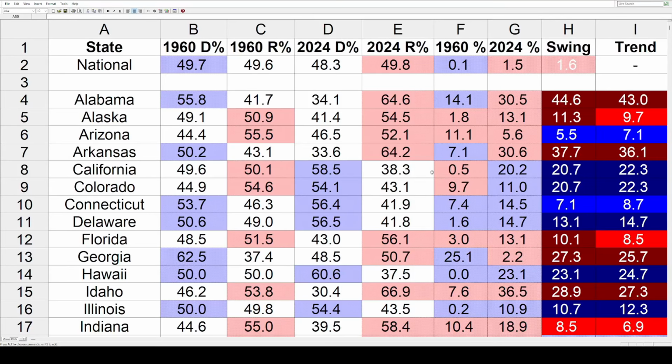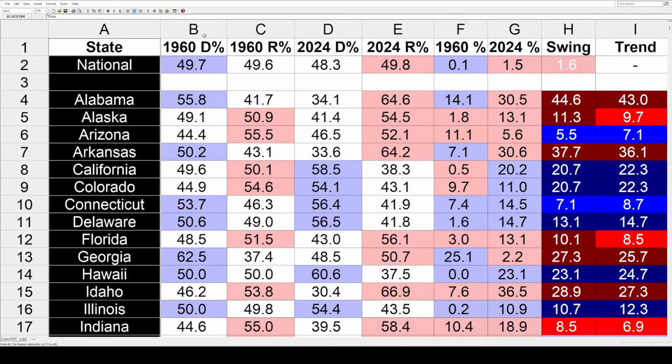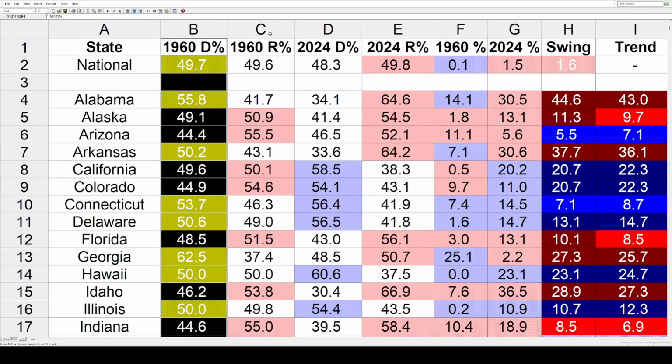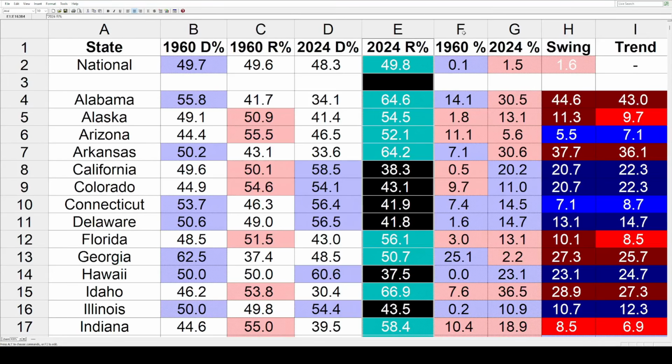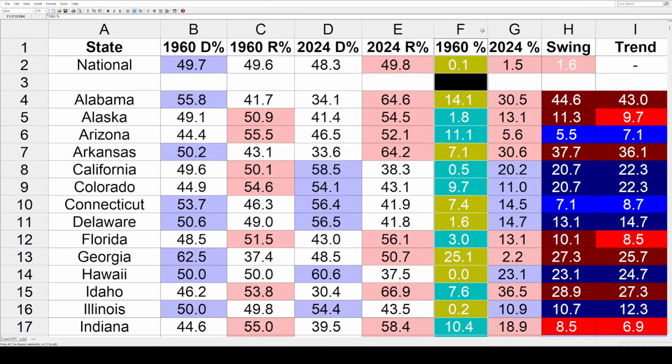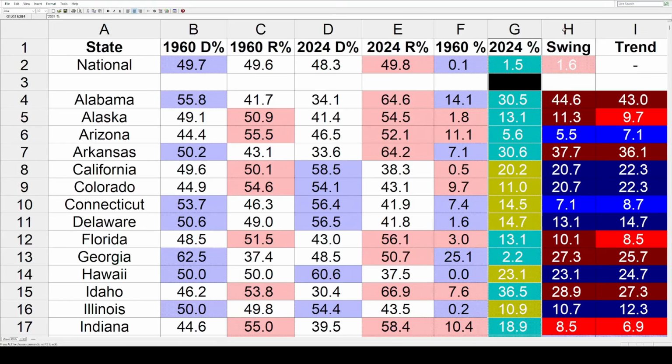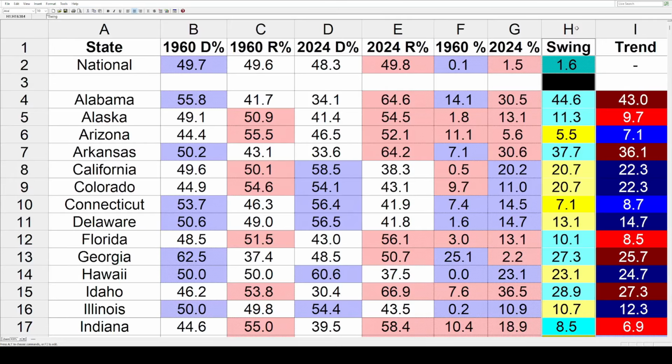Now let's get acquainted with the spreadsheet. On the left, we've got the states. Then it's the 1960 vote for Kennedy, then for Nixon, then the 2024 vote for Harris, then Trump. Then we've got the margin in 1960 shaded accordingly. Then it's the same for 2024. Then we've got the column from last week. These are the swings or the shifts in each state. That's just the difference between the two previous columns.